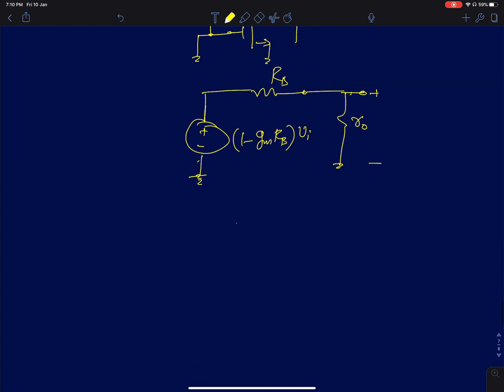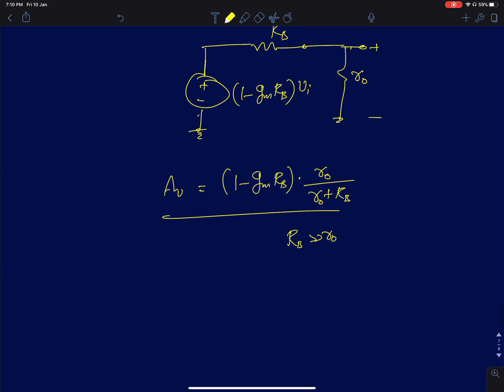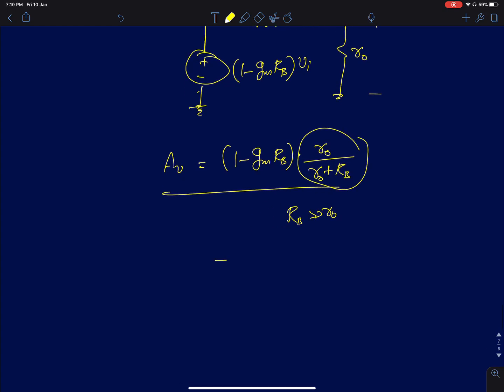So from this, the gain of this circuit is going to be 1 minus GM RB into R0 by R0 plus RB. This will be your intrinsic gain for this circuit. If you choose RB much greater than R0, then you will get this result to be approximately equal to minus GM R0. This term will be minus GM RB, and this term will simply reduce to R0 by RB, because RB is much greater, I'll ignore R0 here. This turns out to be equal to minus GM R0. So that's how you get it.